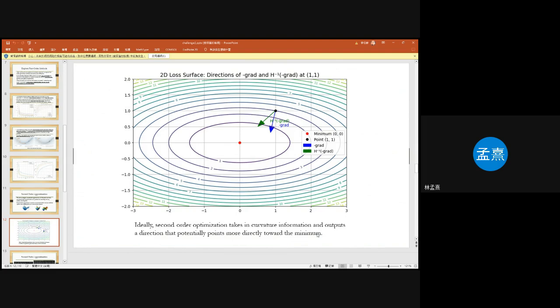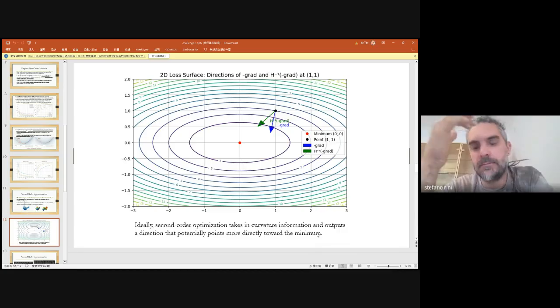So ideally, second order optimization takes in curvature information and outputs a direction that potentially points more directly toward the minimum. As the plot suggests, the green arrow is the inverse Hessian dot gradient, and in this very simplified case, it actually points to the real minimum. Yeah, because this is a quadratic function of some sort, right? So this is a quadratic function. So the solution should be the Hessian. Yes. Next up.